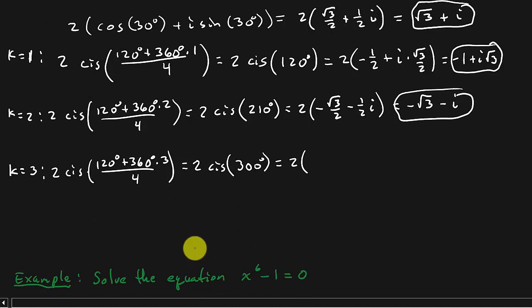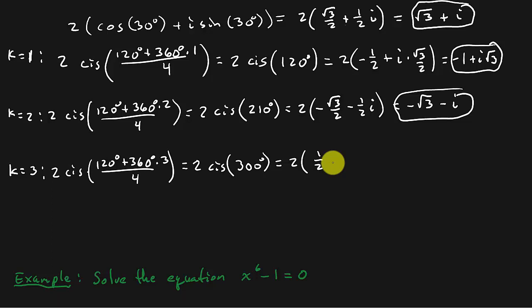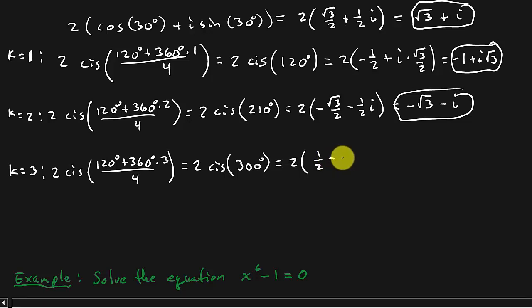All right, so 300 is in the fourth quadrant. What's the reference angle? 360 minus 300, so the reference angle is 60 degrees. So the cosine of 60 is 1/2. I'm in the fourth quadrant, cosine is positive. And then I've got the sine of 300. Well, the reference angle is 60. The sine of 60 is square root of 3 over 2. I'm in the fourth quadrant, sine is negative. And so that's going to be 1 minus i square root of 3. And that's your answer.